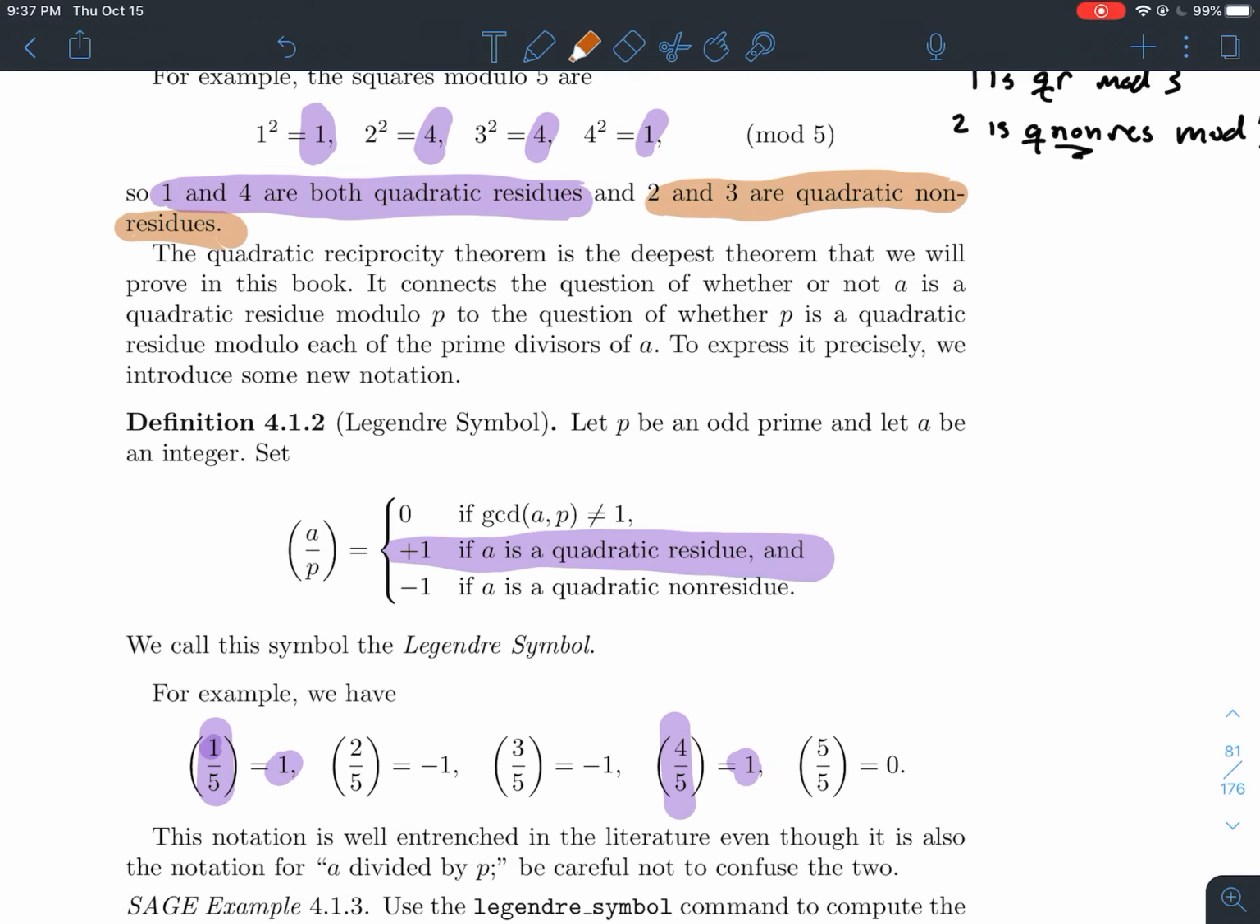So when I plug in 2 or 3 for a, since they're not squares mod 5, they're quadratic non-residues, and so the Legendre symbol would be -1. So as soon as you see a Legendre symbol of -1, that tells you right away that a is not a square mod 5. 2 is not a square mod 5. 3 is not a square mod 5.